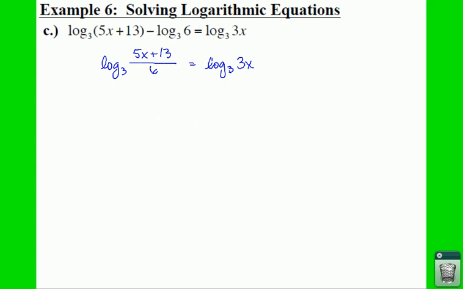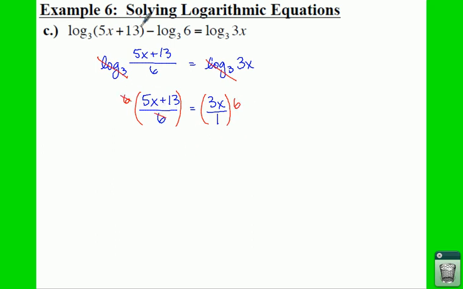And you have the same log on both sides, so here you can cancel those. And what you're left with is a 5x plus 13 all over 6 is equal to a 3x. And what we've done is we have basically set up a proportion. We got rid of our logarithms, and now we can just solve for x. So if we have this proportion, basically you can just multiply both sides by 6. That might just even make it easier than doing cross multiplying.